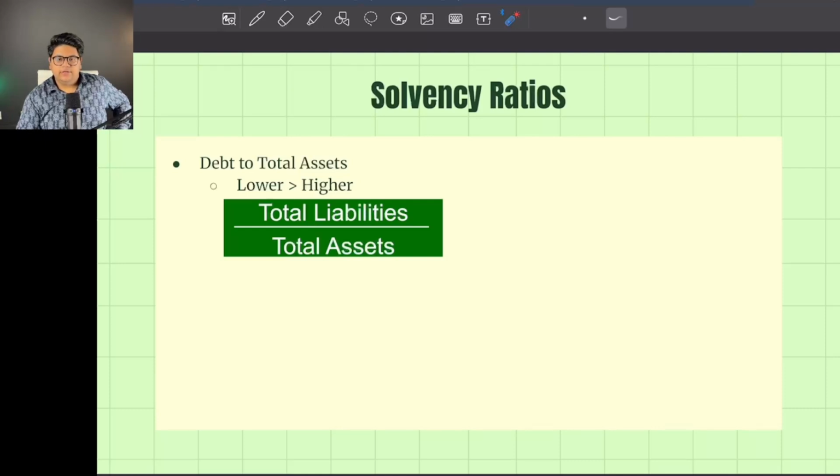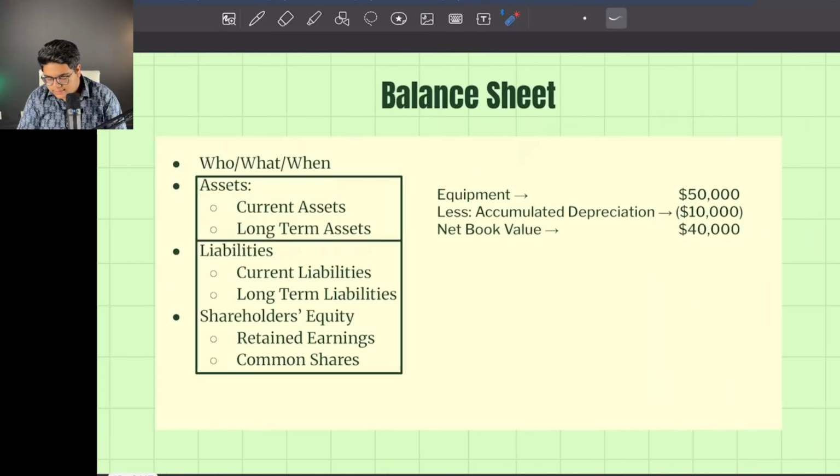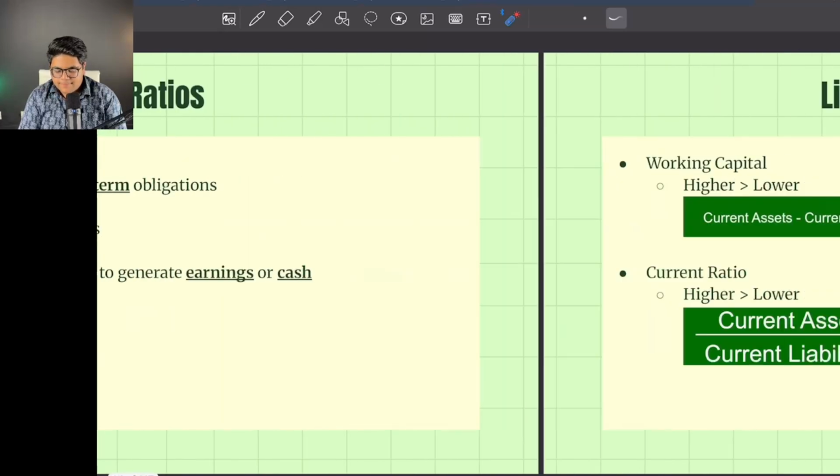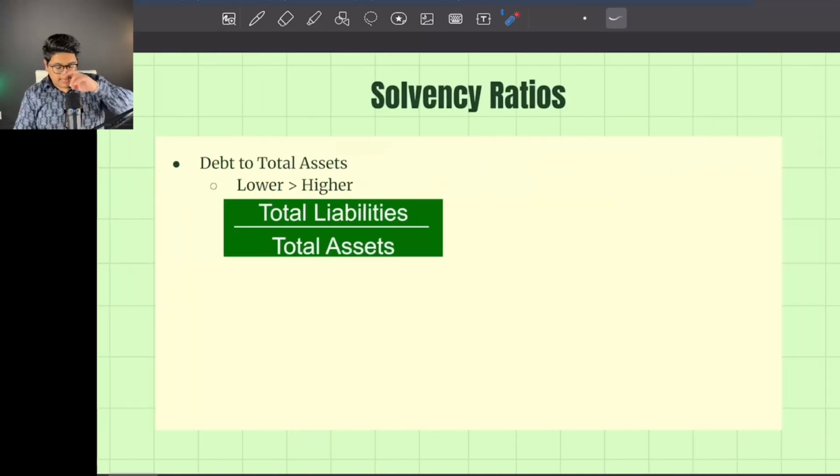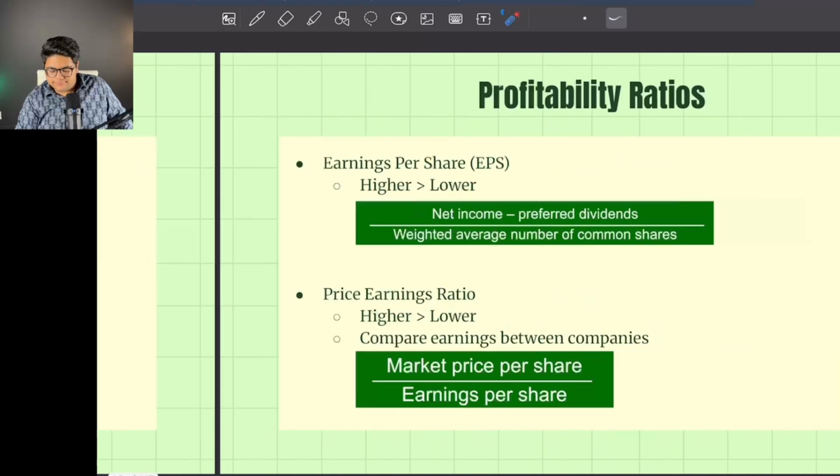Next up, we'll go to our solvency ratios. This is your ability to meet long-term obligations. In this case, you want something lower as opposed to something higher. For example, there's a common ratio called debt to total assets, where you have your total liabilities divided by your total assets. So it's going to be all of this divided by all of this. This basically tells you your ability to meet long-term obligations. And you want something that is low because you want less liabilities compared to your assets.